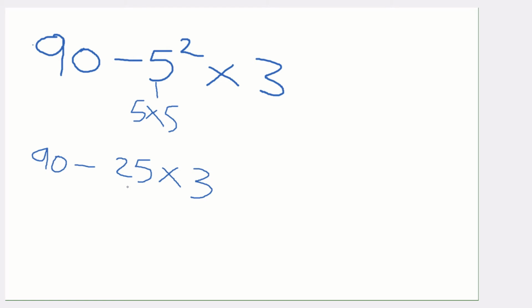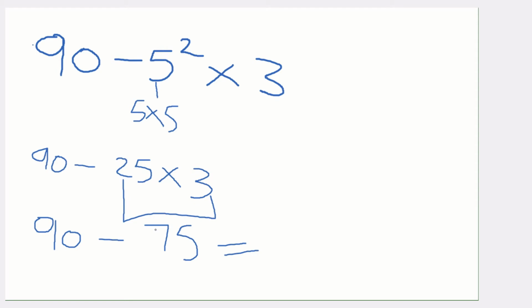Okay, so when we multiply 25 by 3, we get 75. So now we're left with 90 minus 75. And we can go ahead and just do our simple subtraction, because you can see that we only have one sign left. So we're going to do 90 minus 75.